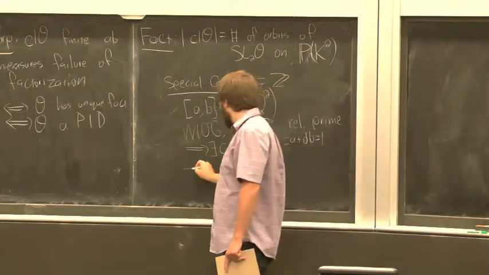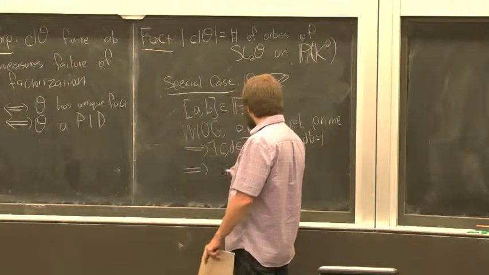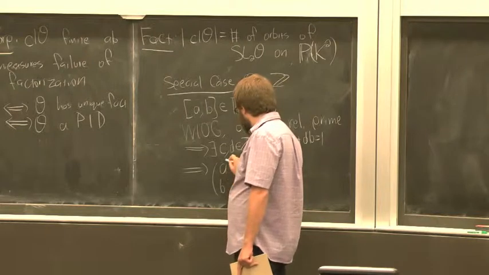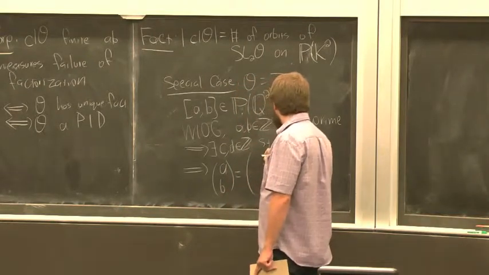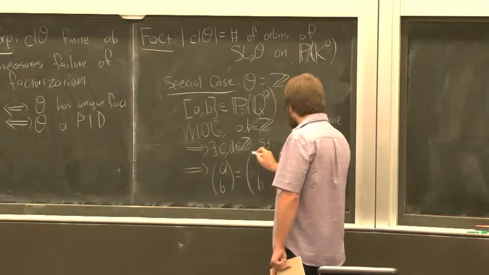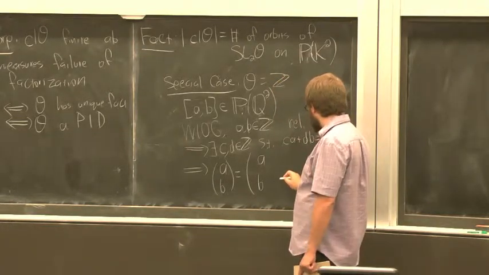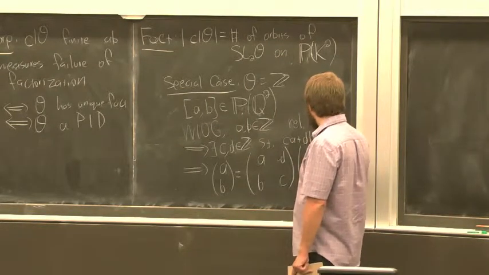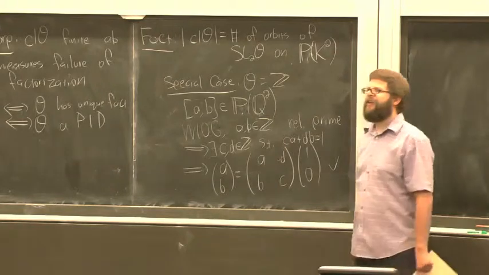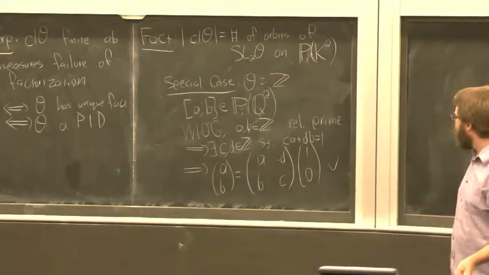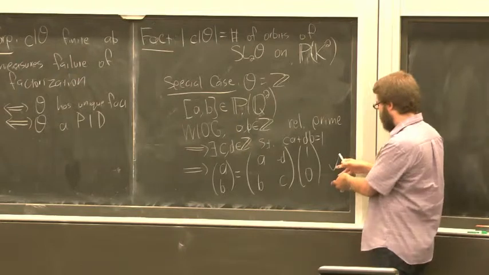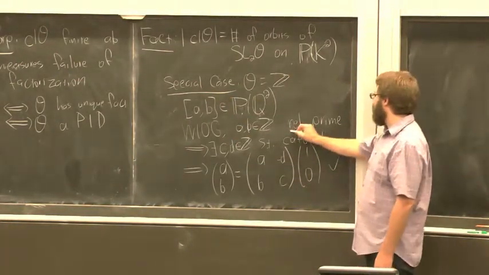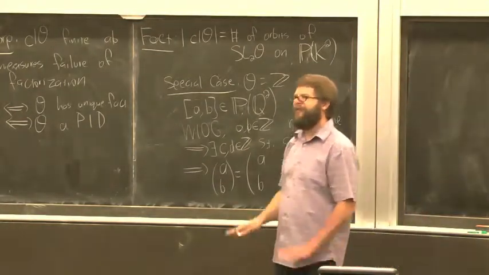And thus, what we see is that the point A, B is equal to the matrix with A, B in the first row and C, minus B below, which has determinant 1, times the vector 1, 0. So the orbit of the point 1, 0 in homogeneous coordinates contains every point, including A, B. And you see the relevance of unique factorization is that I had to do this thing about relatively prime.